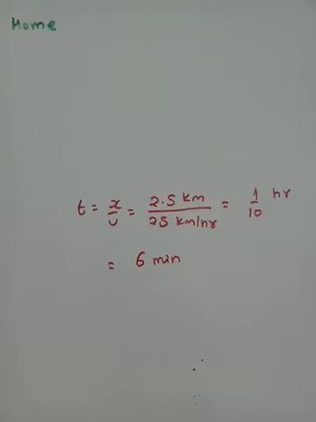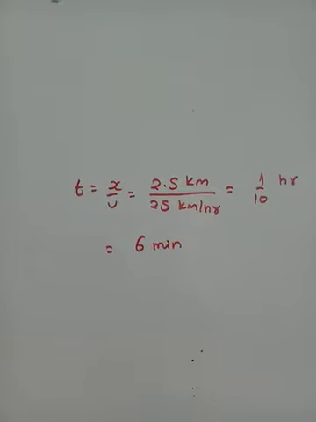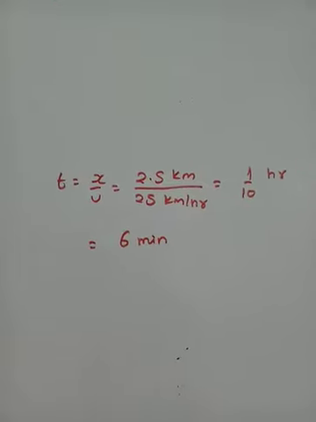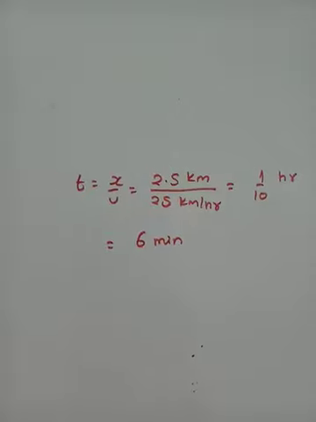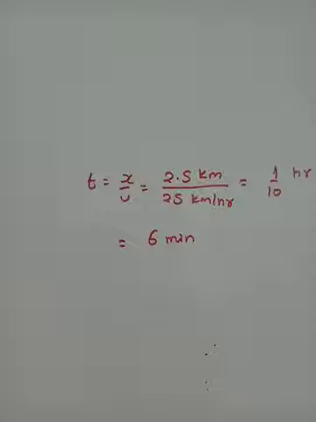This is the calculation of time: distance upon speed. The distance is 2.5 kilometers, the speed is 25 kilometers per hour, that is 1 by 10 hour, or 6 minutes. So she is taking 6 minutes to reach back her home.